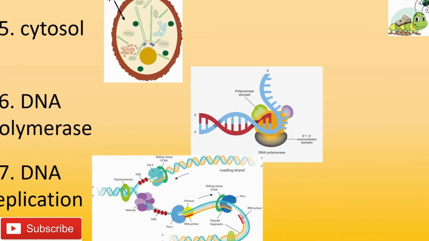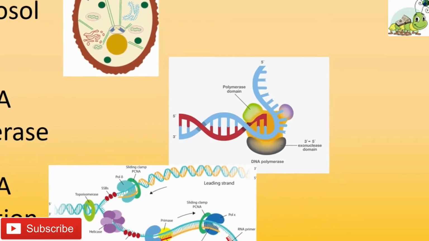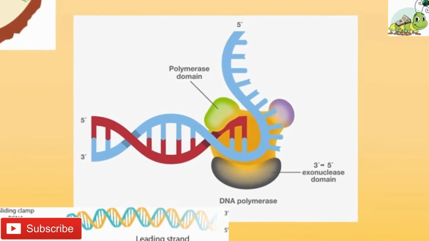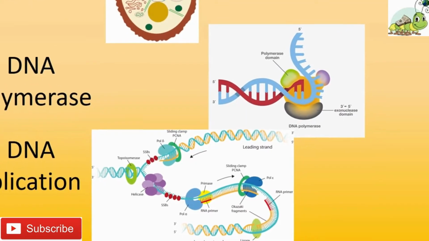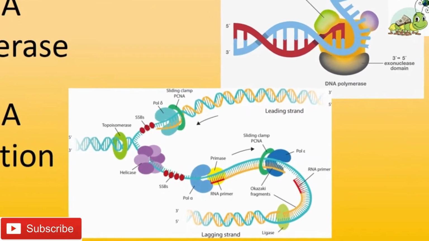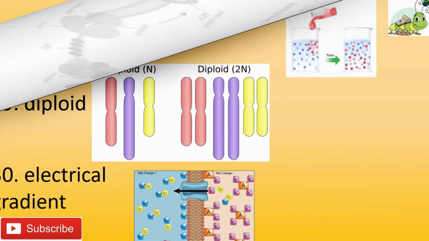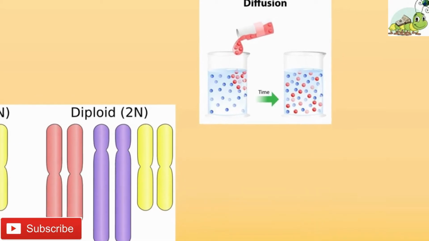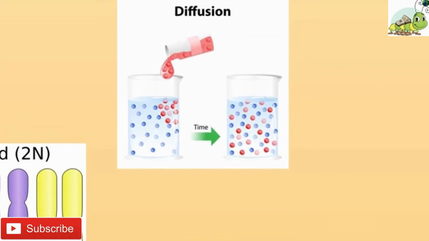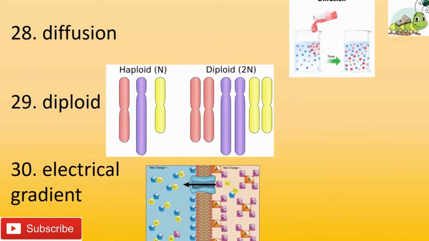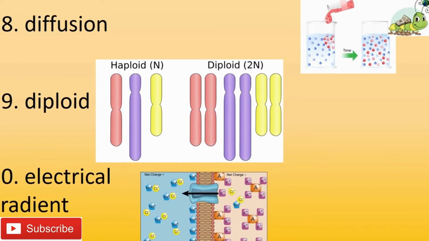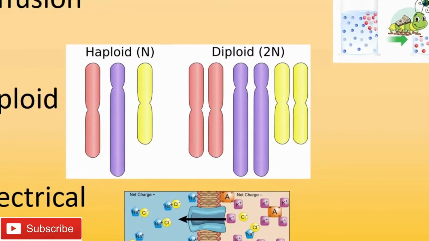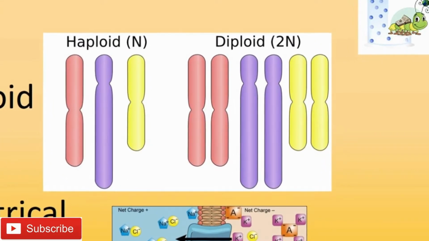26. DNA polymerase. Enzyme that functions in adding new nucleotides to a growing strand of DNA during DNA replication. Point number 27. DNA replication. Process of duplicating a molecule of DNA. Point number 28. Diffusion. Movement of a substance from an area of higher concentration to one of lower concentration. Point number 29. Diploid. Condition marked by the presence of a double complement of genetic material, two sets of chromosomes, one set inherited from each of two parents.